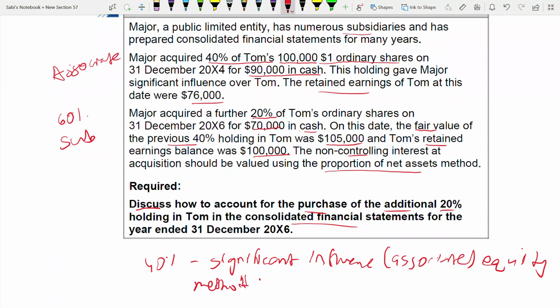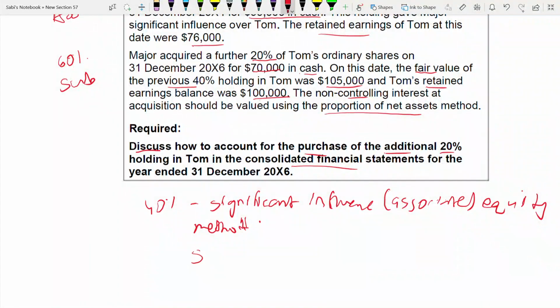Always when you're answering, please answer in chronological order, the information given to you in that order. Don't immediately start talking about subsidiary and 60%. Start with the 40% first, and then we'll talk about the 60%. Initially, they didn't have control, but they achieved this control in stages. You have to talk about that step acquisition. They have got the control in stages. This you have to mention.